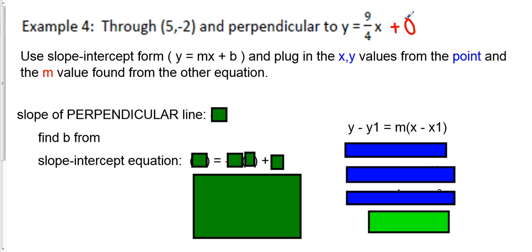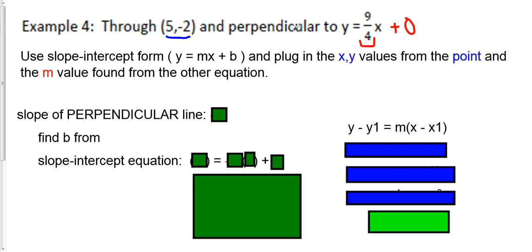So again, this is saying it starts at 0, that's its y-intercept, and it's going up 9/4 every time. That's its slope. So, just like we've been doing on the last ones, we're going to use the slope-intercept form, y equals mx plus b, plug in our x and y values from the point, right here in blue, and then the m value found from the other equation. So this was our slope in the other equation, 9/4.